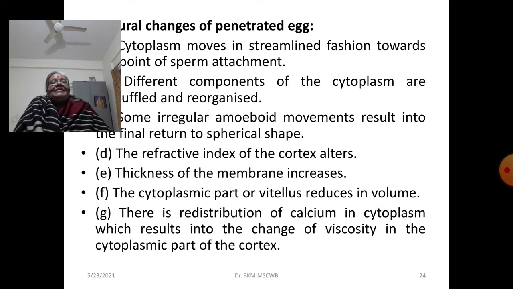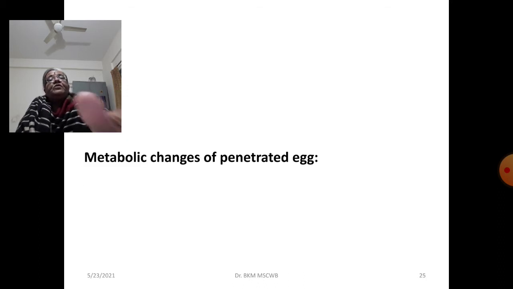Alright. Then there is redistribution of calcium in cytoplasm, resulting in the change of viscosity of the cytoplasmic part of the cortex. Okay, so redistribution of calcium in the cytoplasm resulting in the change of viscosity in the cytoplasmic part of the cortex. Very important change to be noted.